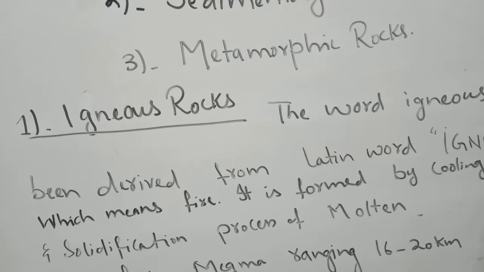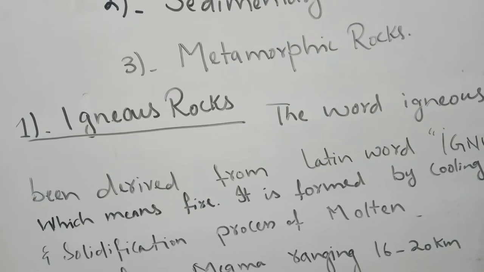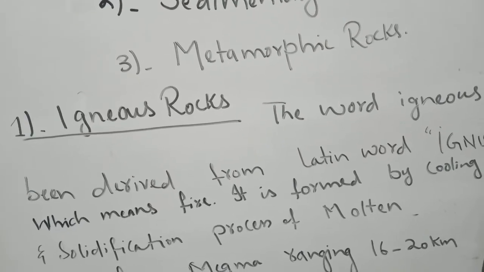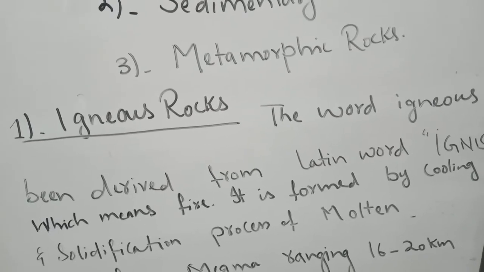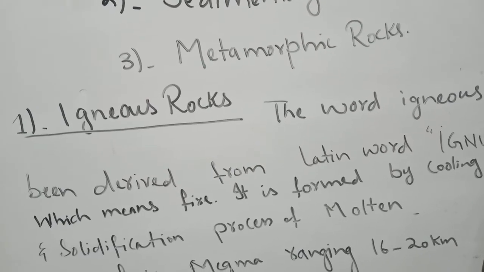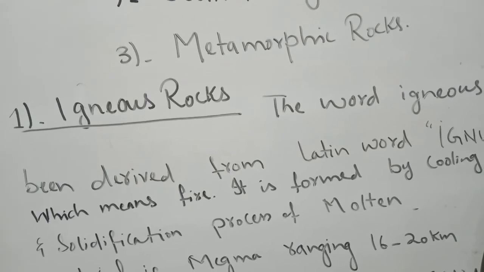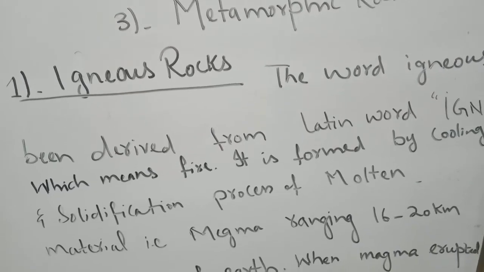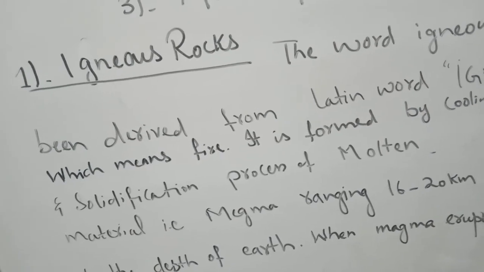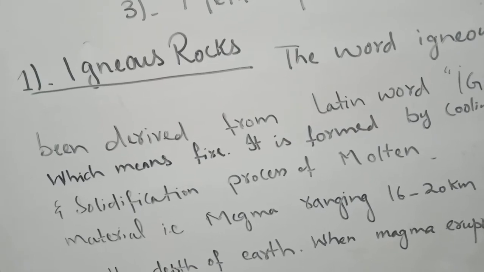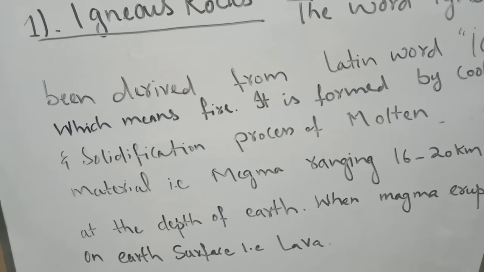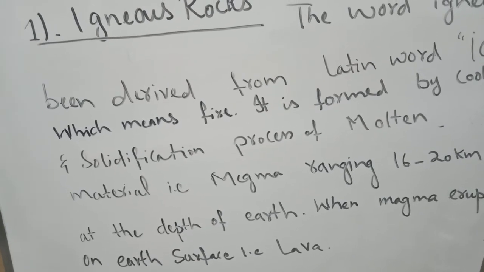The definition of igneous rock is that igneous rock is formed by the cooling and solidification of molten material. Now you know that after crossing a few kilometers under the earth's surface, you will reach the area where the hot molten material is present. That molten material is named magma, and magma always tries to reach the surface of the earth. Once it succeeds and erupts through the earth's crust, it is called lava, and as long as it remains inside the earth, it is named magma.